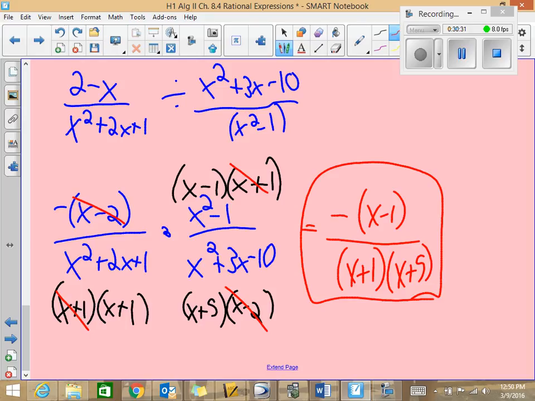Could you distribute the negative into the x plus 1? Good question. Well, you can, but if you distribute it, you get this, which is still not this because of that negative x. So, yeah. Okay? Questions on any of that?